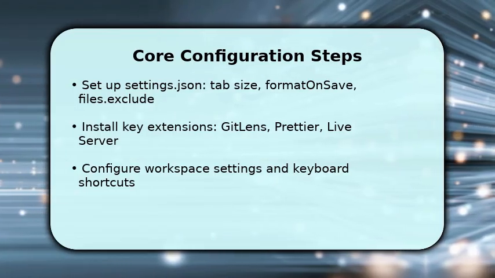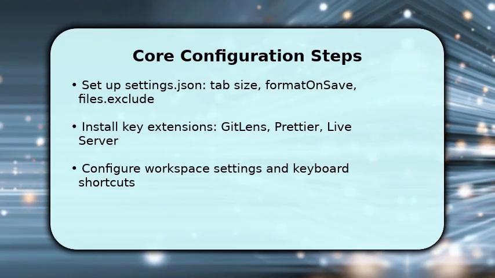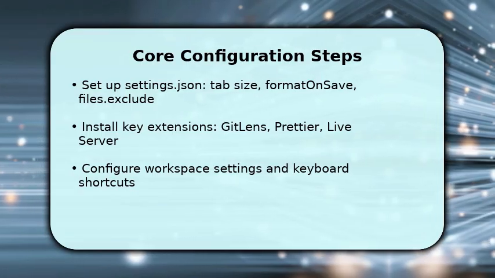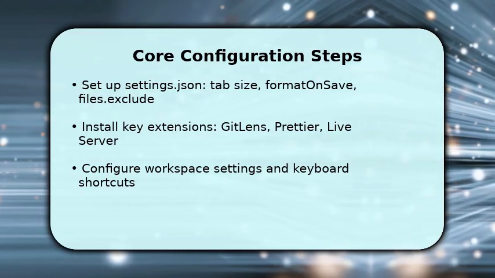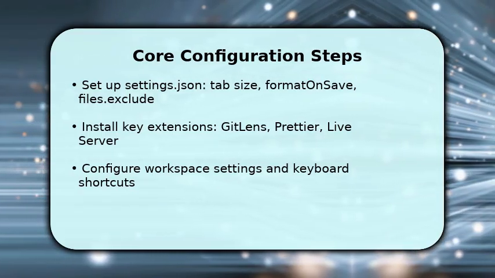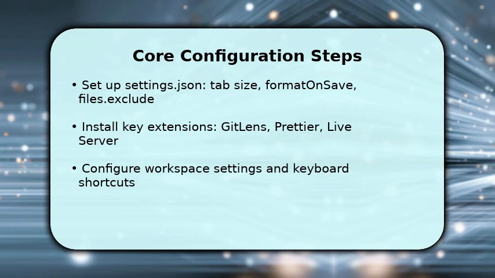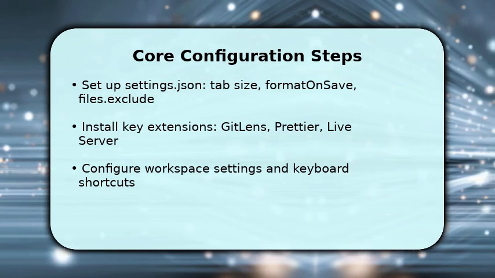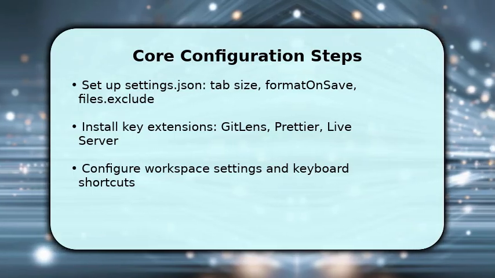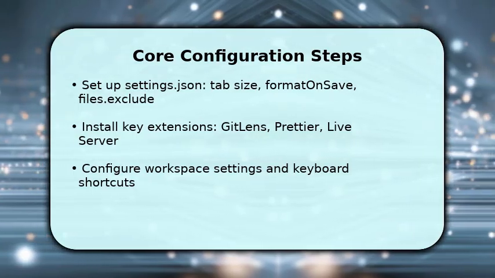Next, install essential extensions like GitLens for history, Prettier for formatting, and Live Server for quick previews. Make sure to configure workspace level settings to override user defaults per project and assign custom keyboard shortcuts for frequent commands. These steps streamline coding and ensure consistency.